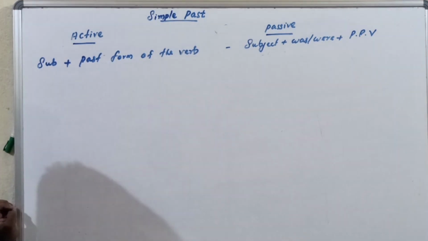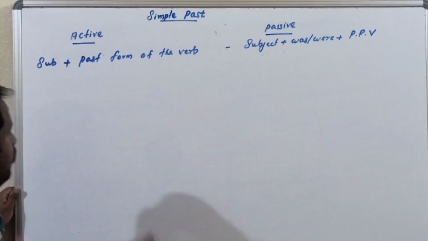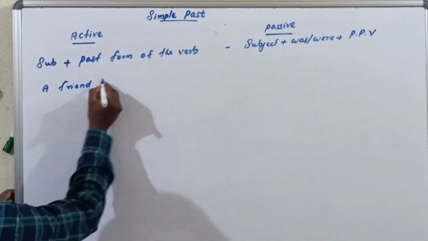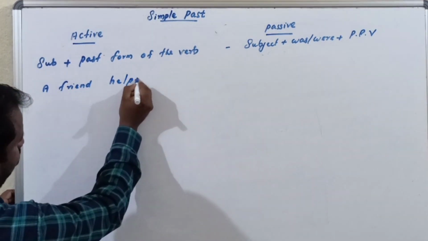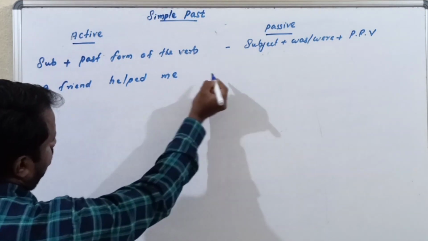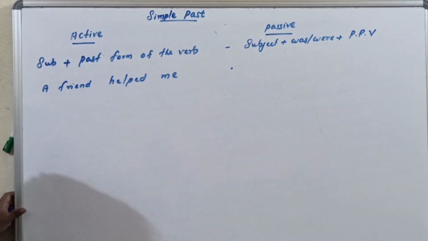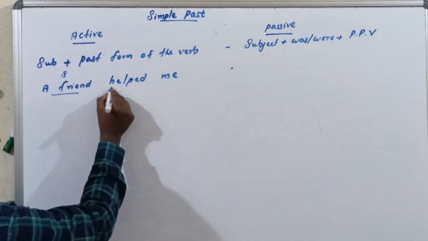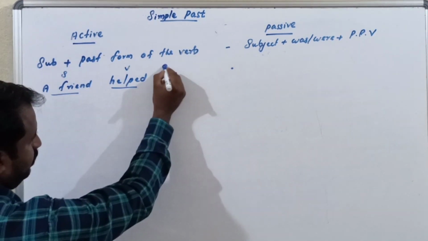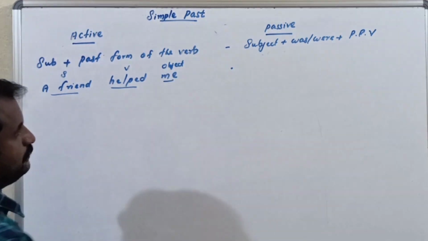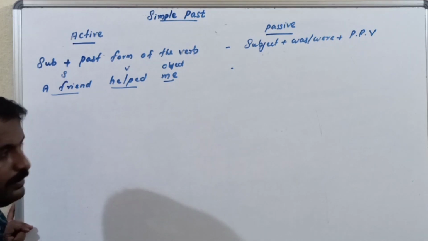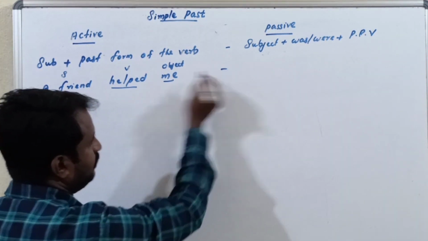Let us give an example: A friend helped me. How? Let us see. First of all, as usual, subject, verb and object. That is compulsory to know. So it is better you always do it this way so that you can understand it. Even in the exam, do the same process.